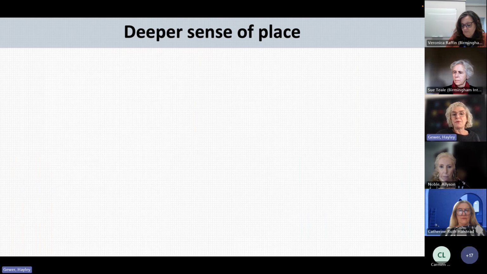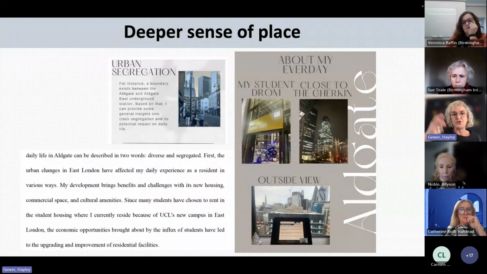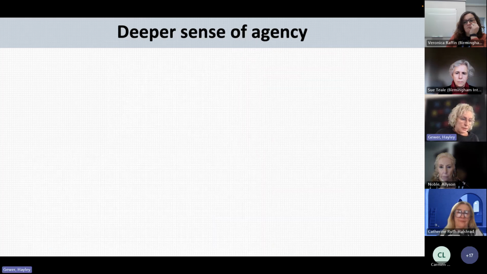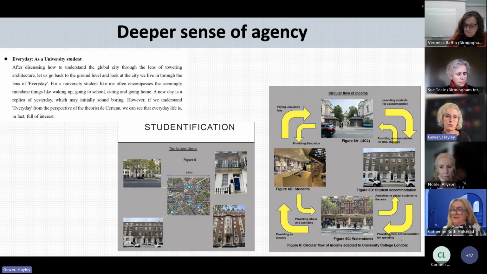This is an example from another student who was living in Aldgate and developed a comparison between Aldgate and Aldgate East, and really started engaging with the impact of the student living in Aldgate and what they're bringing to that place. There was also a development of a sense of agency. So this is really about students thinking about the contribution that they make to urban processes and practices. So thinking about what do they bring to cities, what do they contribute, what changes do they make, and what effect do these changes have, and what do they take away with them.